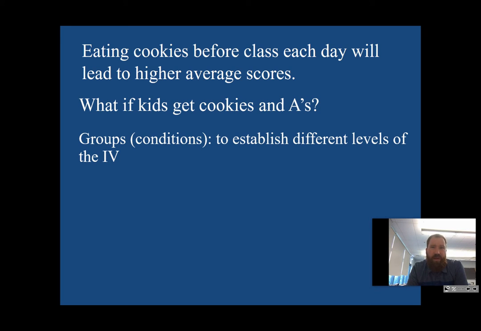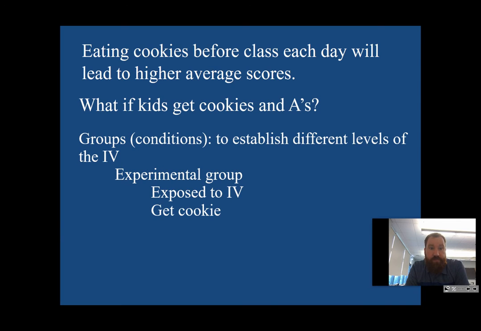We'll talk more about levels of the variables in a little bit. But basically, we're just starting with the groups here. So one group, the experimental group, is the one who is exposed to the independent variable. In other words, the experimental group is the one who gets the cookie. Okay, they're the ones who are receiving the cookie.